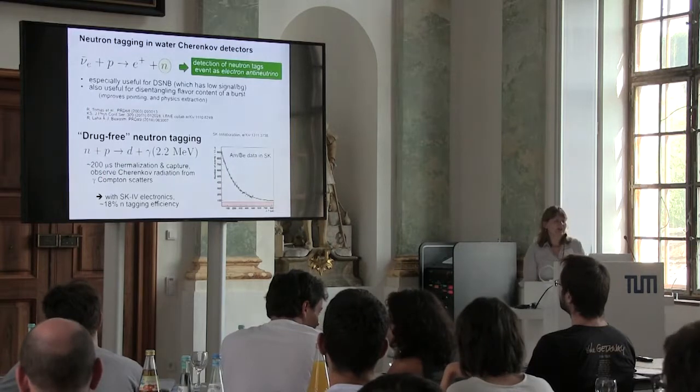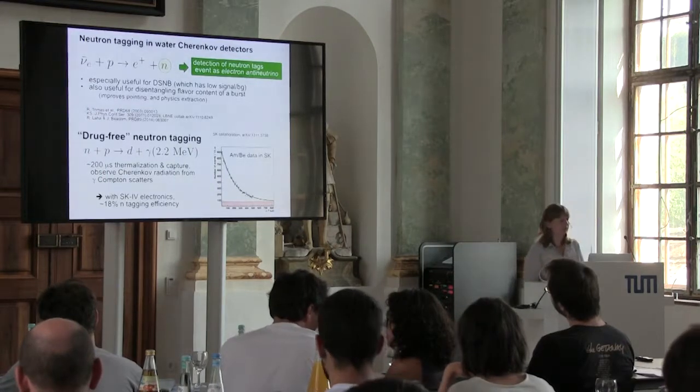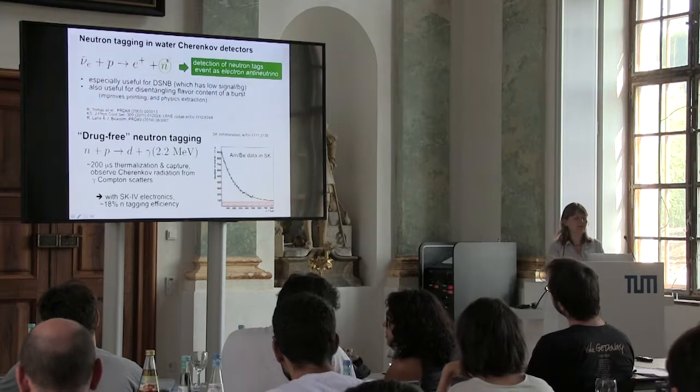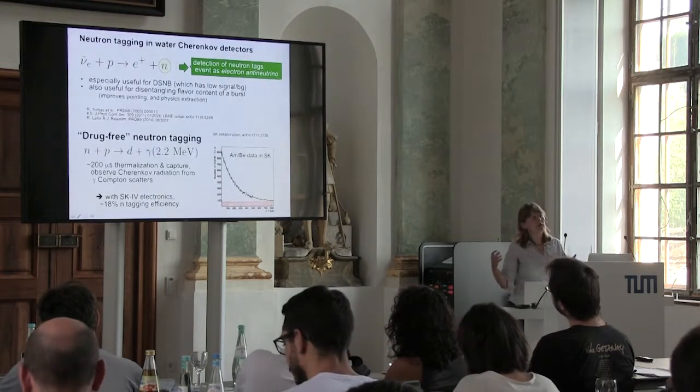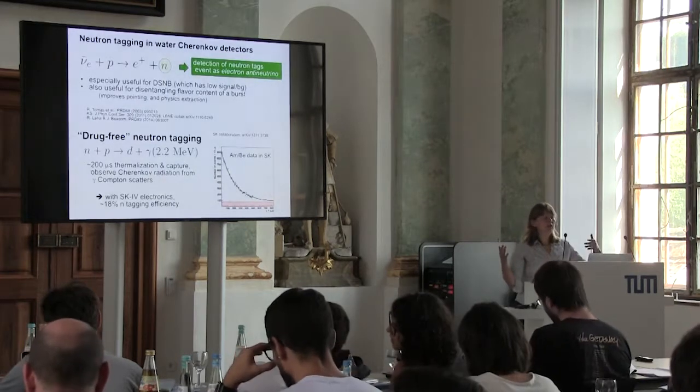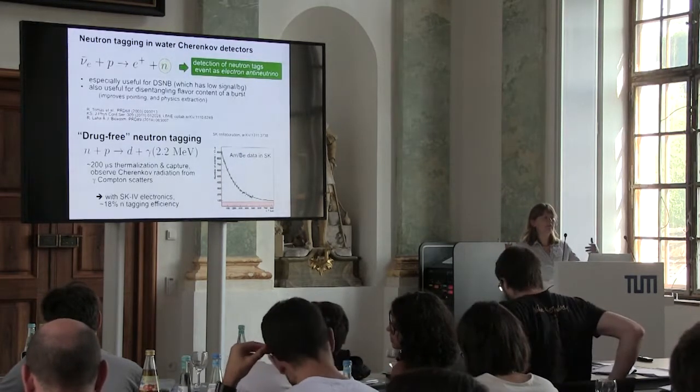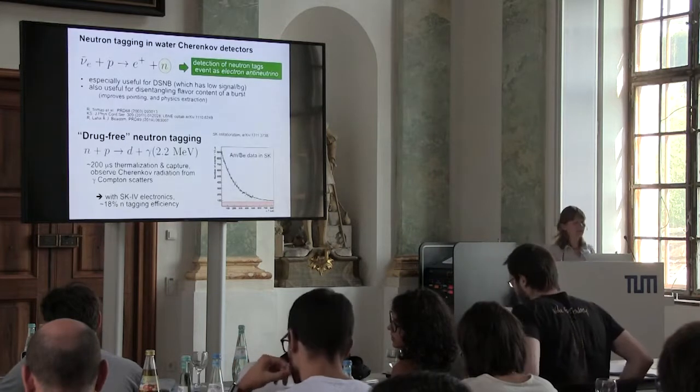Okay, so let me now make a comment about neutron tagging. This is the inverse beta decay interaction, and it makes a neutron. And if you can actually detect that neutron, you tag the interaction as nu-e-bar, to some reasonable quality.